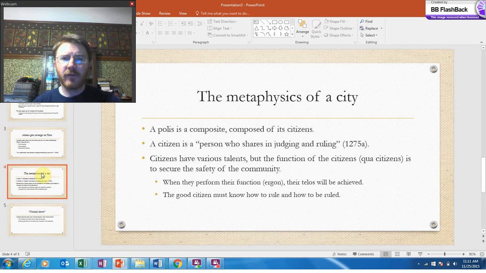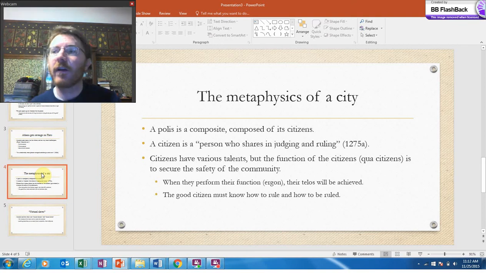Now we can talk about the metaphysics of the city. So the city is not a simple. It is a composite, similar to the way that a table is a composite or a human being is a composite. We're made up of smaller things. And the thing that the polis is composed of is the citizenry, each of the citizens. Interestingly, Aristotle does not say that it's composed of each of the people inside the city.